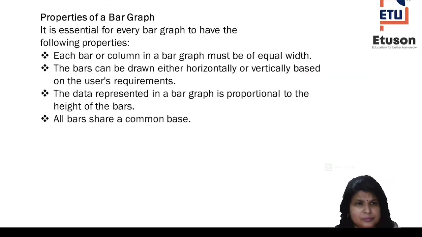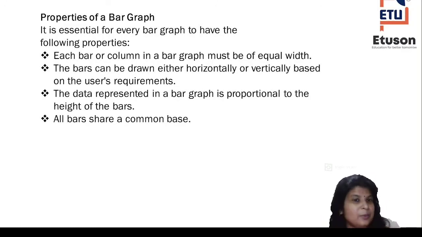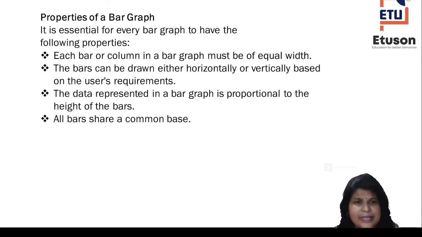So, what are the properties of a bar graph? It is essential for every bar graph to have the following properties. Each bar or column in a bar graph must be of equal width. Okay, so the width of the bars you are considering should be equal. The bars can be drawn either horizontally or vertically based on the user's requirement. The data represented in a bar graph is proportional to the height of the bars.